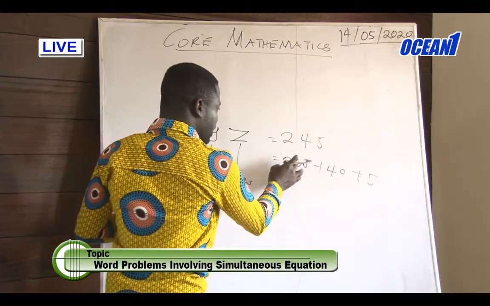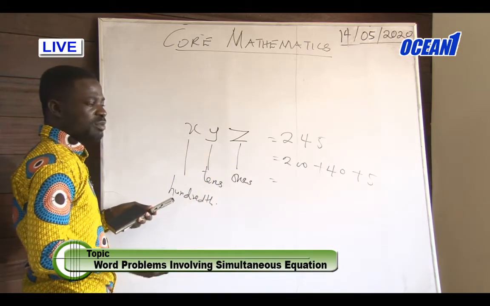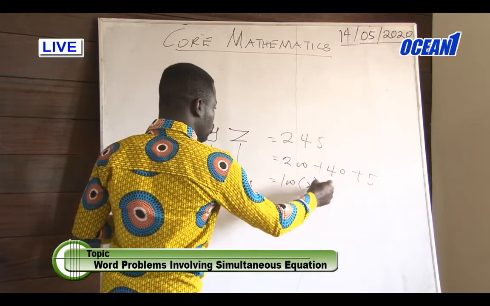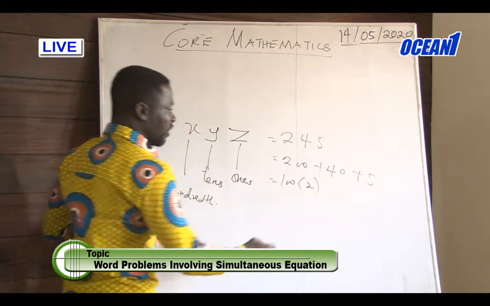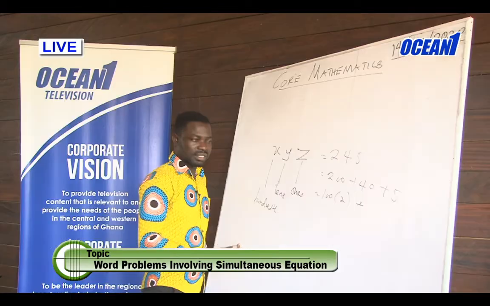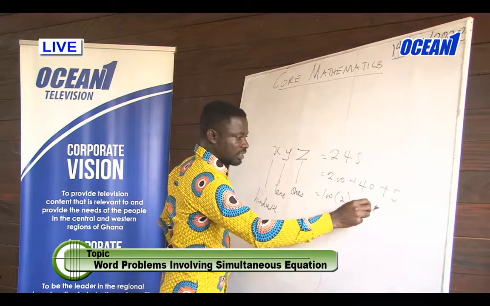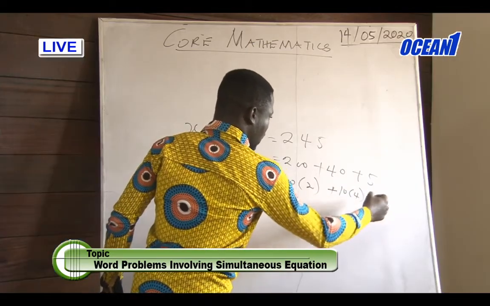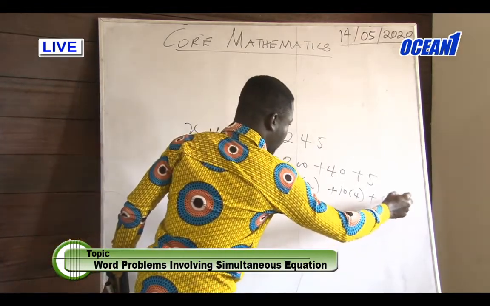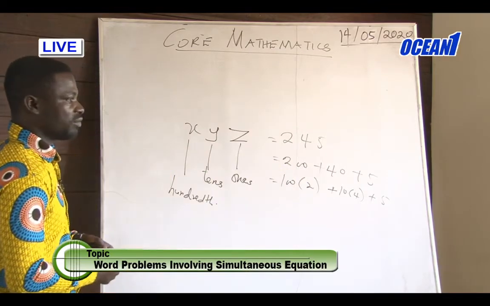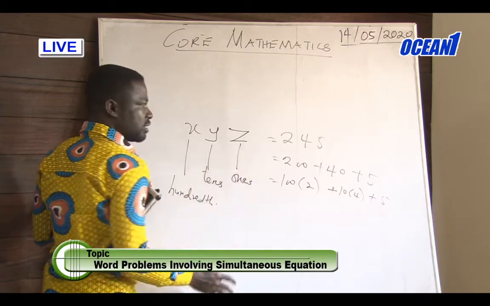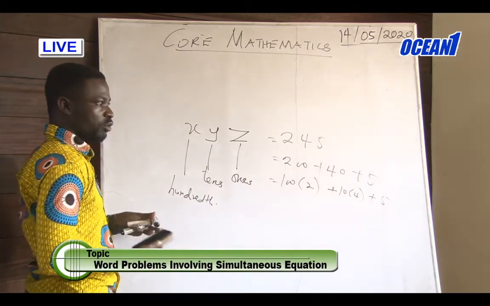Now how many hundreds are in 200? If I have 200, I have 2 hundreds. So that can be written as 100 multiplied by 2. If I have 40, how many tens are in 40? That is 4 tens. So 4 tens is written as 10 times 4. Then the last one is 5, which is now the unit 1. So the 5 can also be written as either 5 times 1 or still 5. So if you understand the concept of this, the problem is so simple for you.